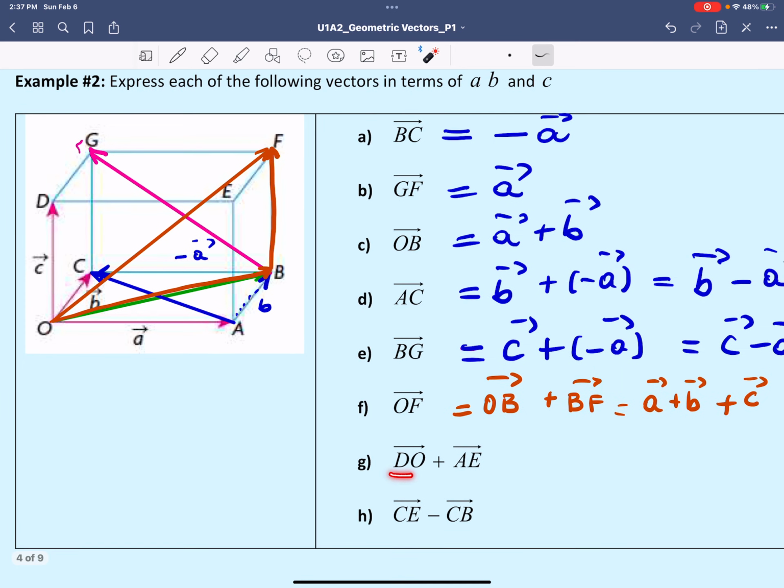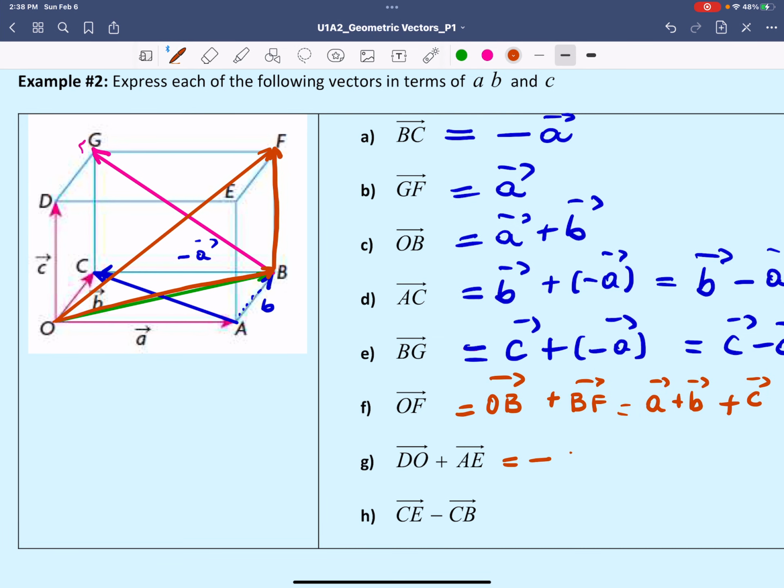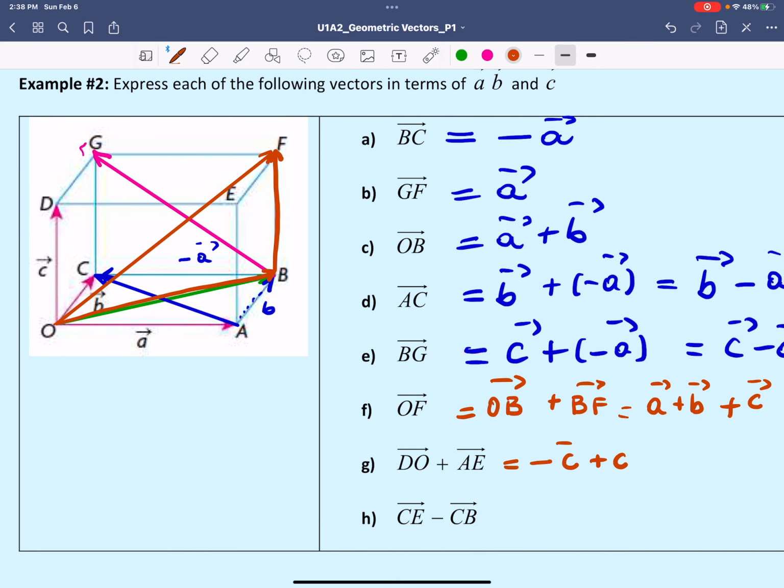Now vectors DO and AE. Let's take a look at DO. Here we have D, here we have O. As you can see, DO itself is negative C. Vector AE, so here is vector AE. Vector AE equals exactly C. So if we have the sum of a vector with its opposite, then this will be vector 0.